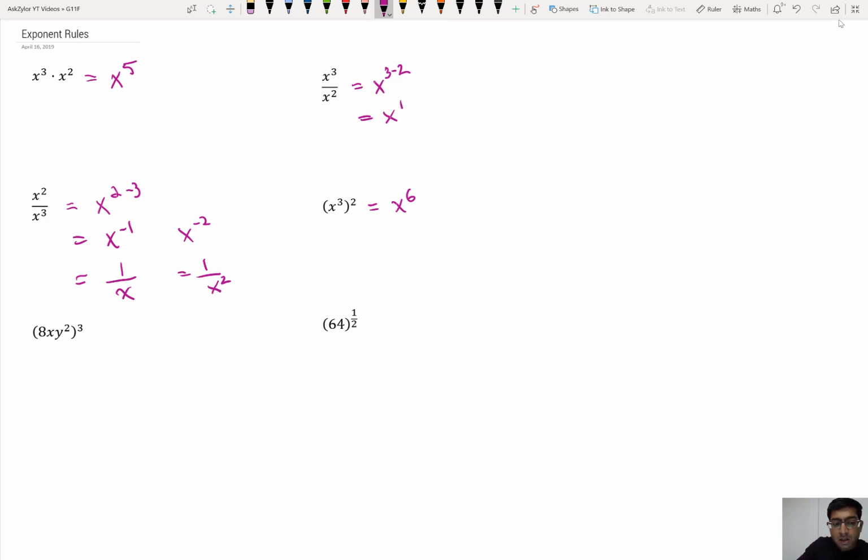Okay, so those are the basic rules. So when you multiply, you add the exponents. When you divide, you subtract the exponents. And when you raise a power to an exponent, you multiply the exponents. Now we're going to look at two other cases.